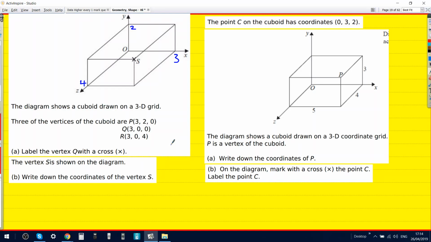Any idea where that would go? Would it be just... I'm not sure. So it's 3 along the x. So you start from the origin, 3 along on the x, 0 on the y, and then 0 on the z, and so it's just there. It's just 3 along. Any idea about the coordinates for S?